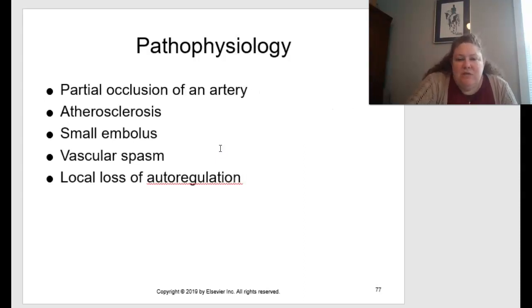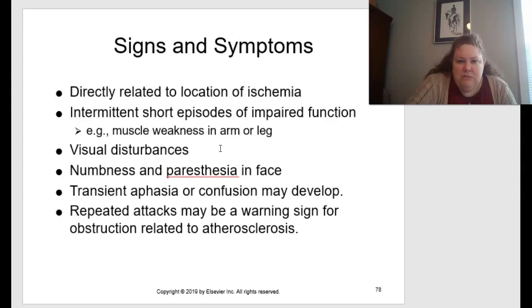The pathophysiology of it. Why does it happen? Well, it happens because you can have a partial occlusion of an artery. It's partially blocked. It can arise from arteriosclerosis. It can be from a small embolus. It can be from a vascular spasm, or it can be from the local loss of autoregulation.